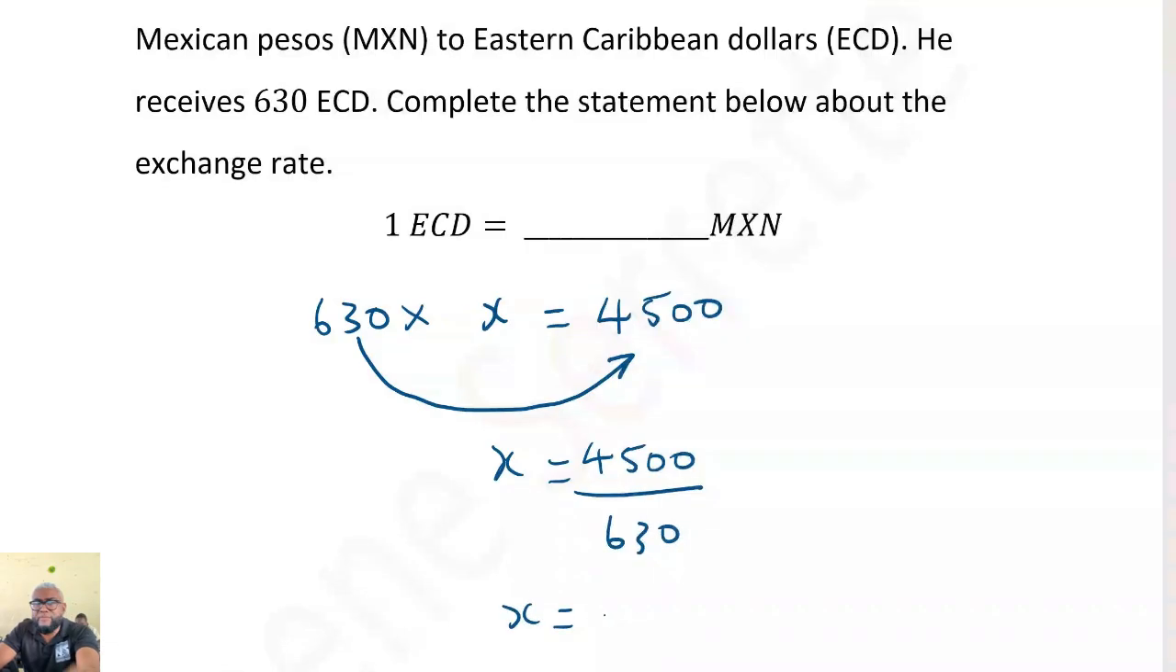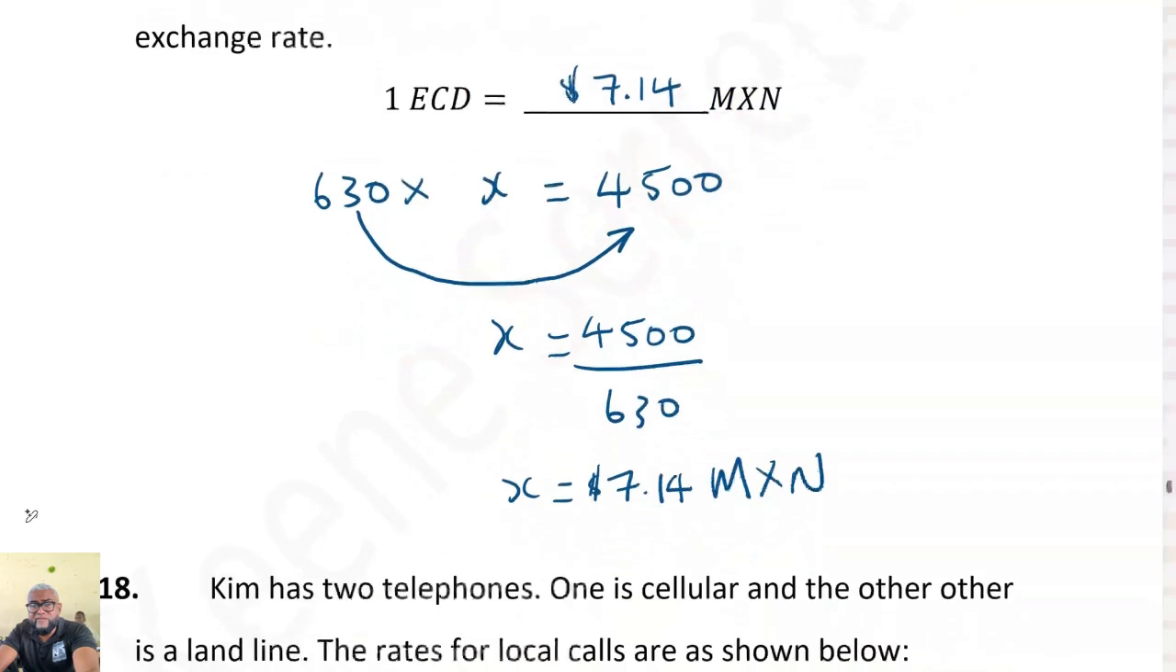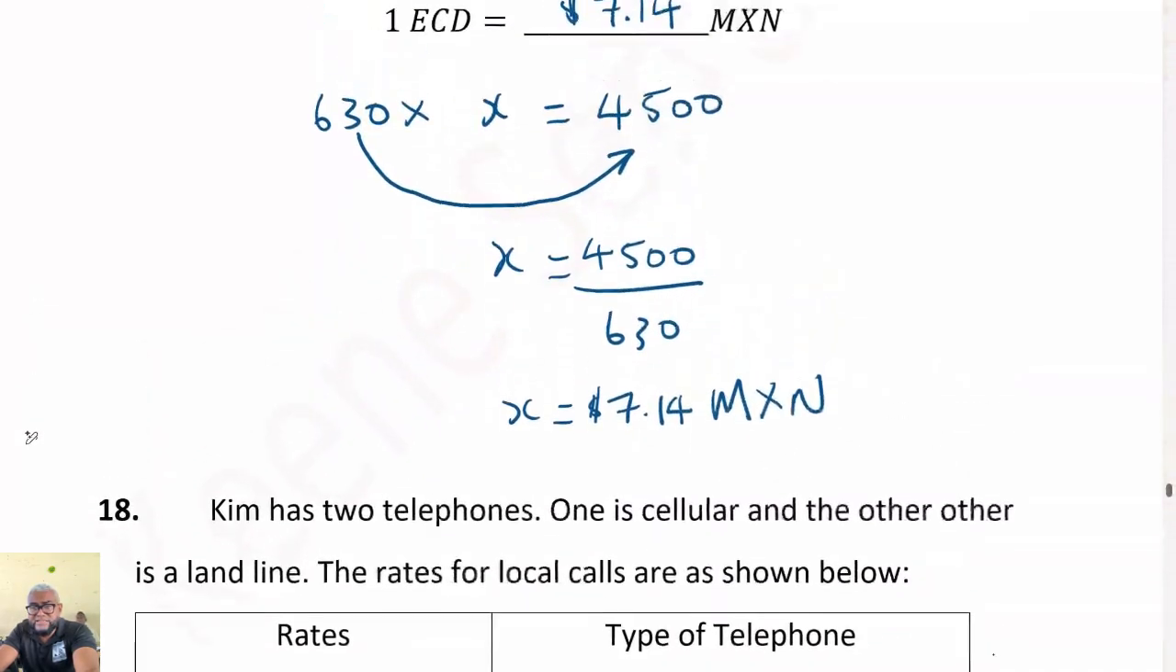How much Mexican dollars is this? $7 and what after the 4? 2, so it's 14 cents. And this will be Mexican dollars, right? So I put it up here. 1 EC is $7.14 Mexican pesos. That is it for conversion of currencies, right?